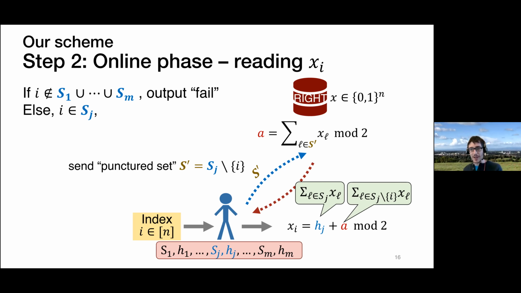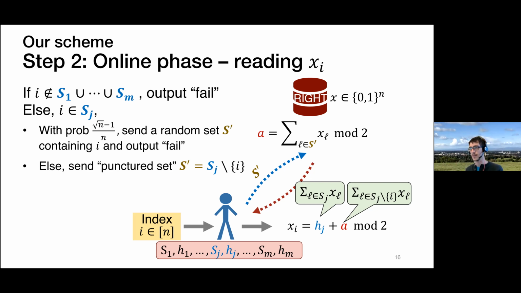So as described, this is good in terms of correctness. However, this is not quite secure. The reason is that, as described, the right server actually learns some information about the index I. If the set S' that the right server sees never contains index I, this leaks a little bit of information, because the server knows that I cannot be any of the elements that it sees.